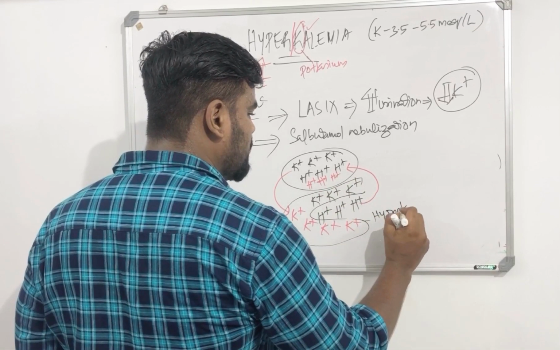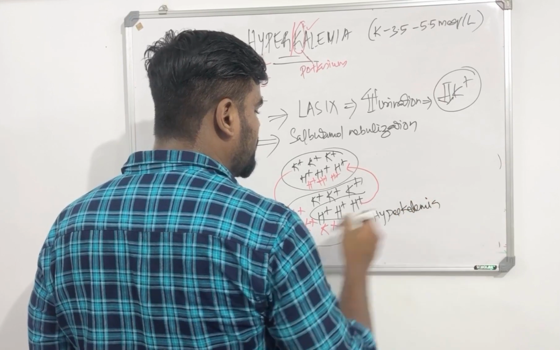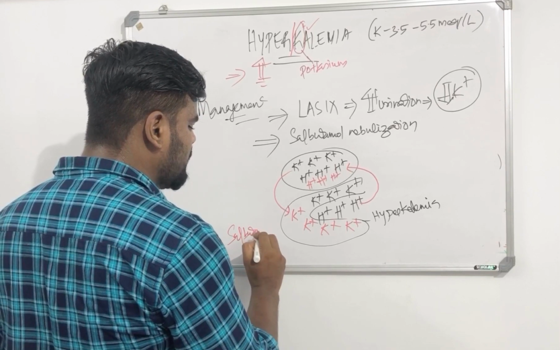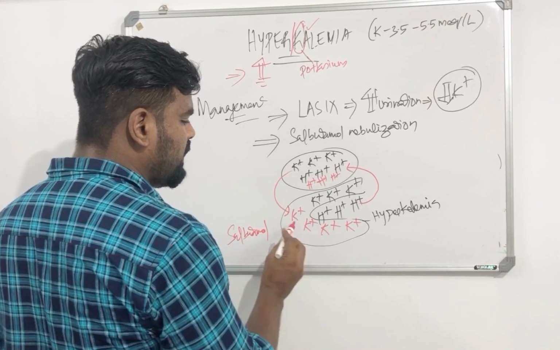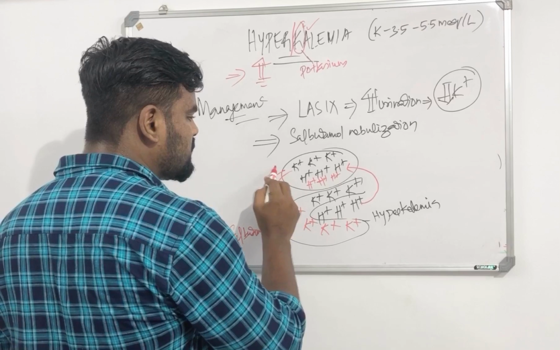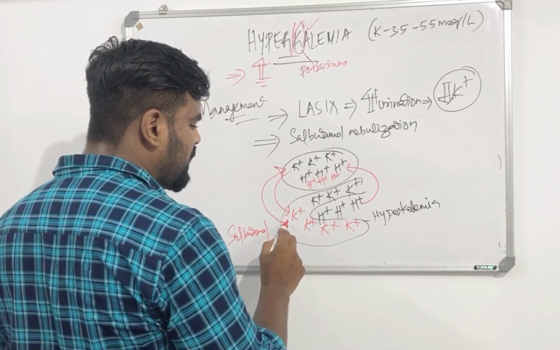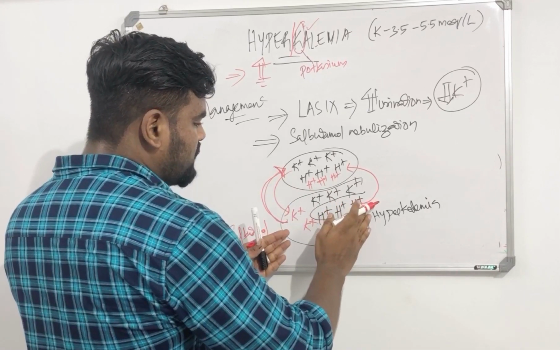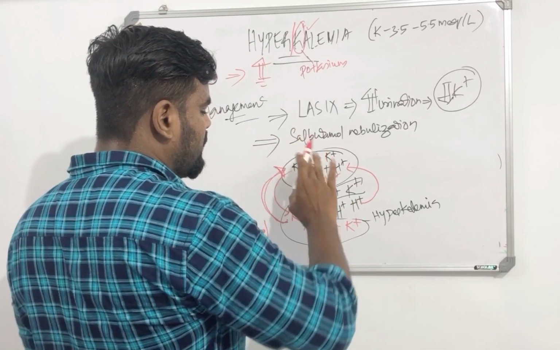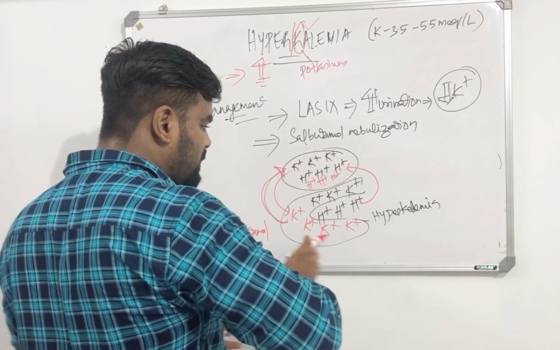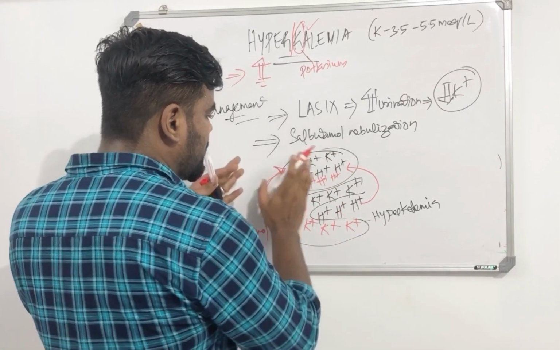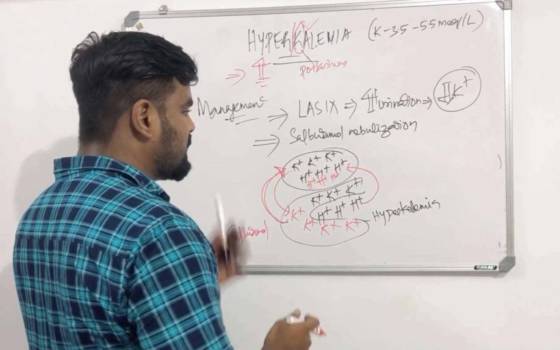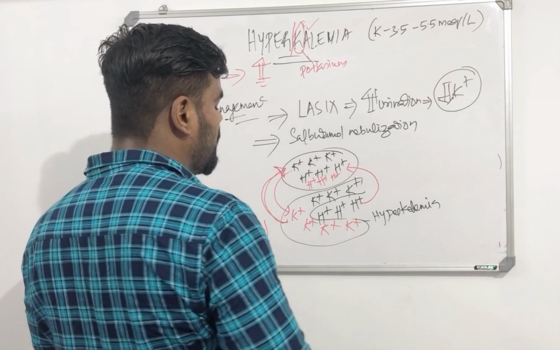Once you administer salbutamol nebulization, it has the capacity to shift the excessive potassium from the extracellular side to the intracellular side. Whichever potassium comes outside from the intracellular side will go back inside, and the potassium and hydrogen become normal on the intracellular side and extracellular side. That is what happens with salbutamol nebulization.